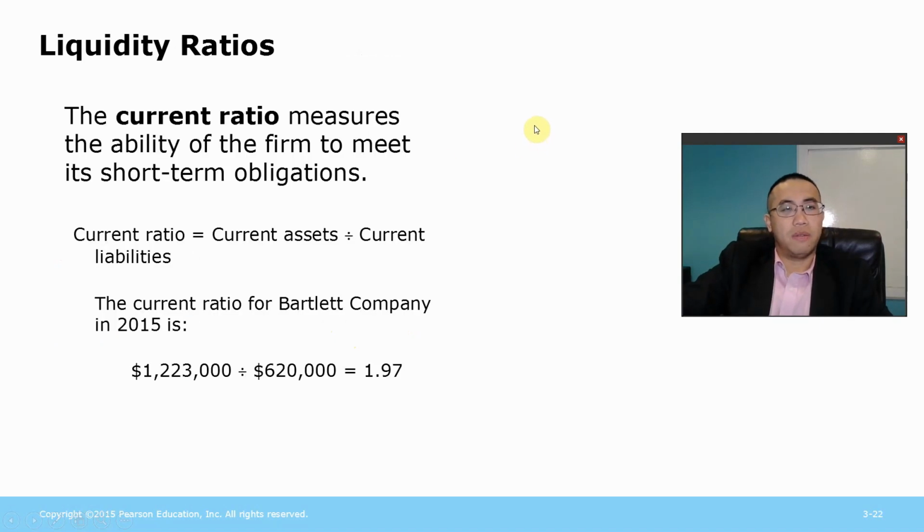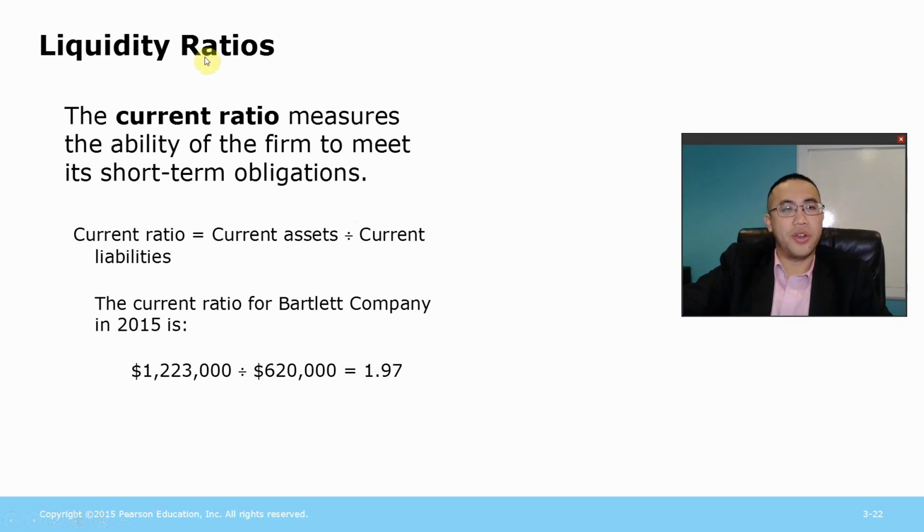So in terms of different ratios, here are a lot of ratios we're going to go over. You're going to do the ratio analysis in the financial project in Excel, the first project, and also in your first assignment. The first ratio here is the current ratio, which is current assets divided by current liabilities, and this measures the firm's ability to meet short-term obligations.